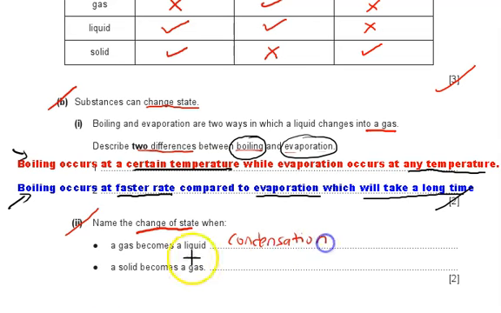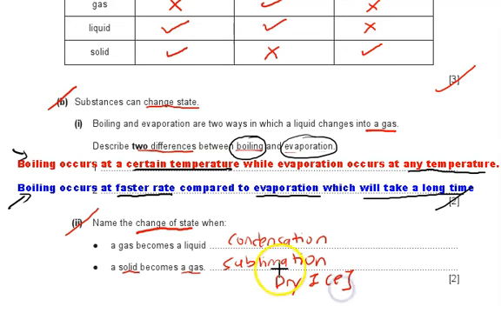Condensation. And a solid becomes a gas. This is sublimation. An example of sublimation we can say is dry ice, in case they ask you in your school exams. So this is the process. This is 2 marks. Now we move to the next question.